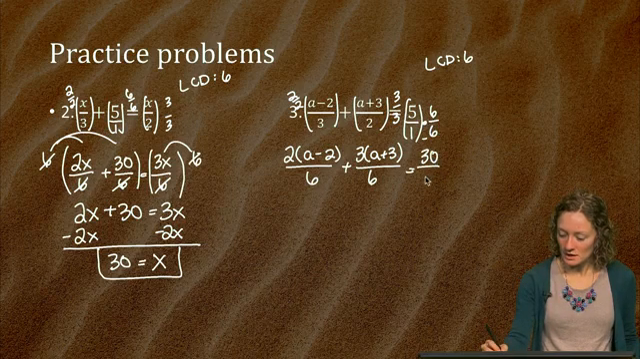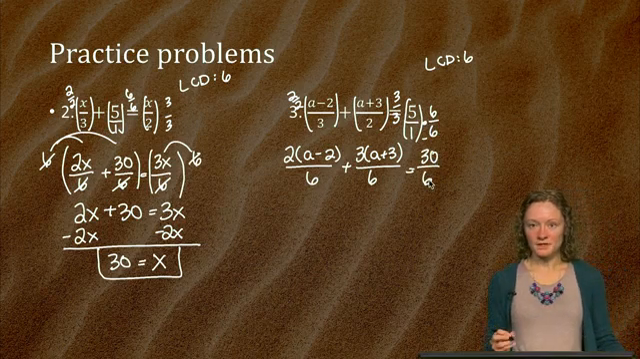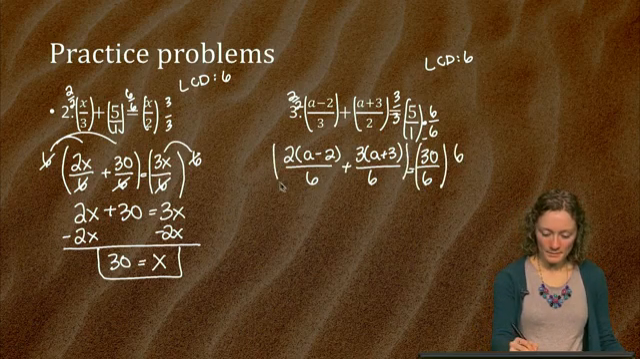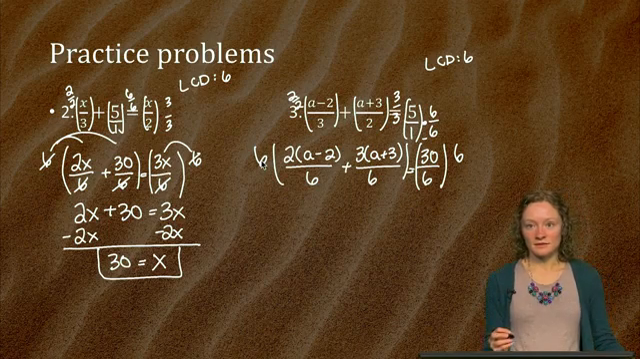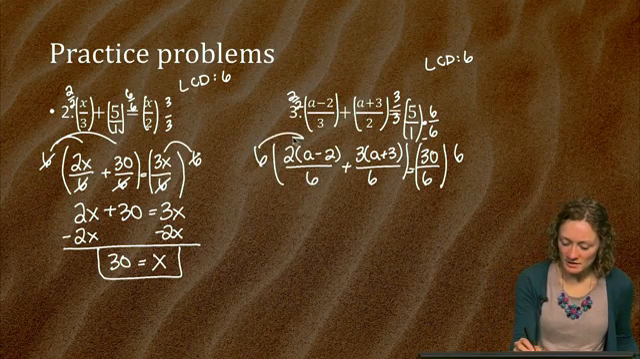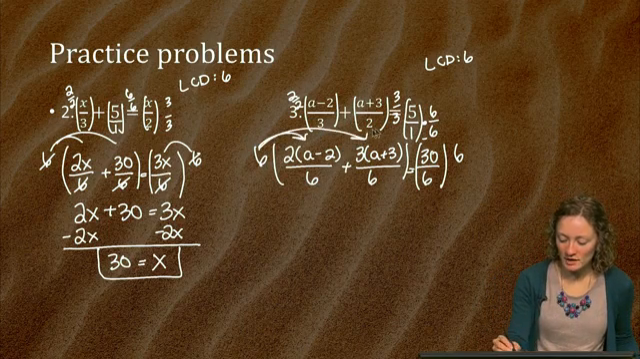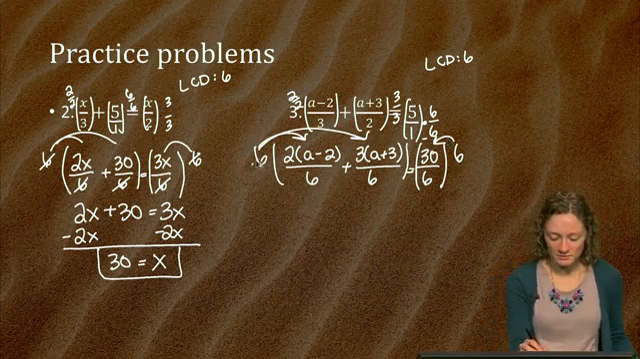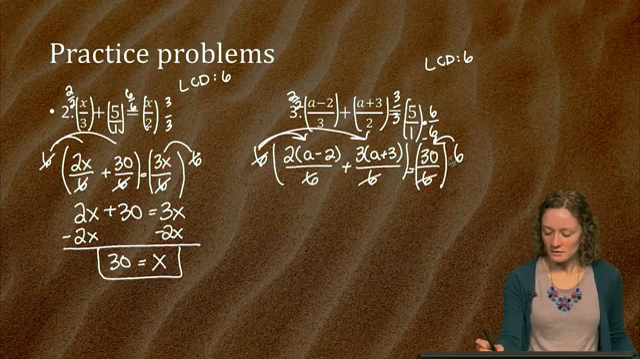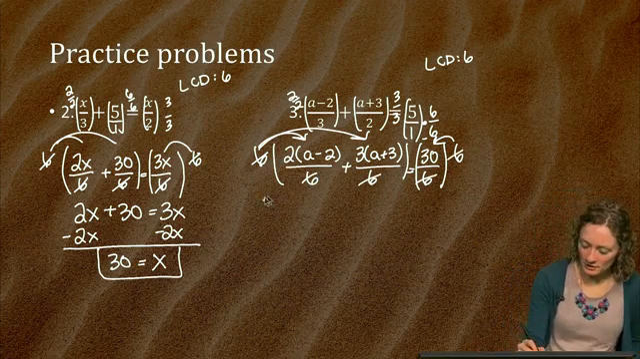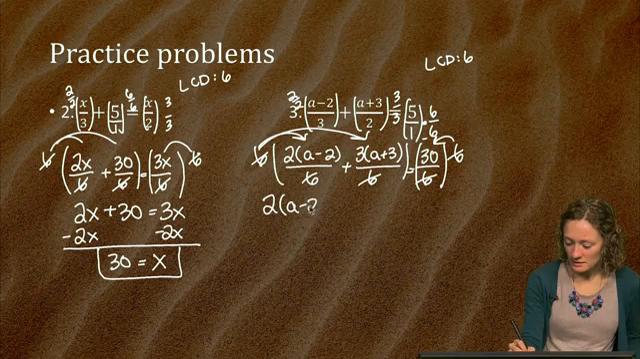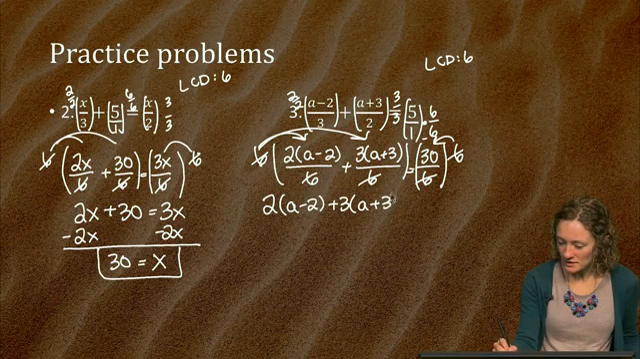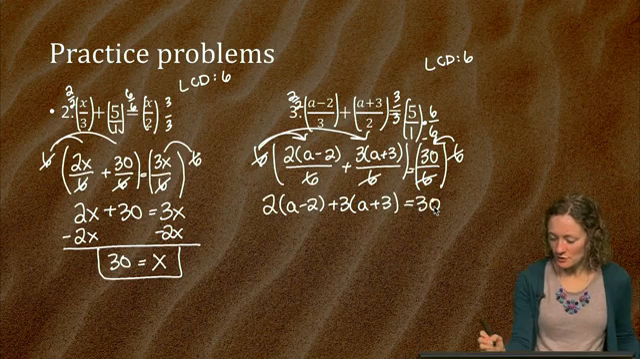30 over 6. Again, multiply both sides by 6, so that all denominators cancel out. And you could multiply this and then really do some crazy simplifying, but it's not necessary at this point. They'll all cancel, and you're left with just numerators. 2 times a minus 2 plus 3 times a plus 3 equals 30.